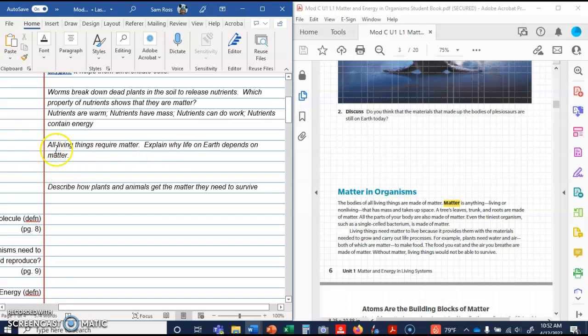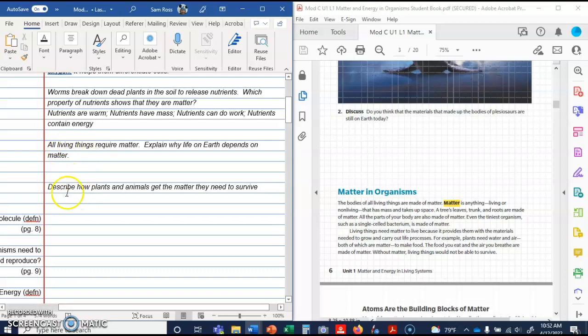Next quick check question. All living things require matter. Explain why life on Earth depends on matter. And the answer to this is that living things need matter such as food and water to survive, grow, and carry out life processes.